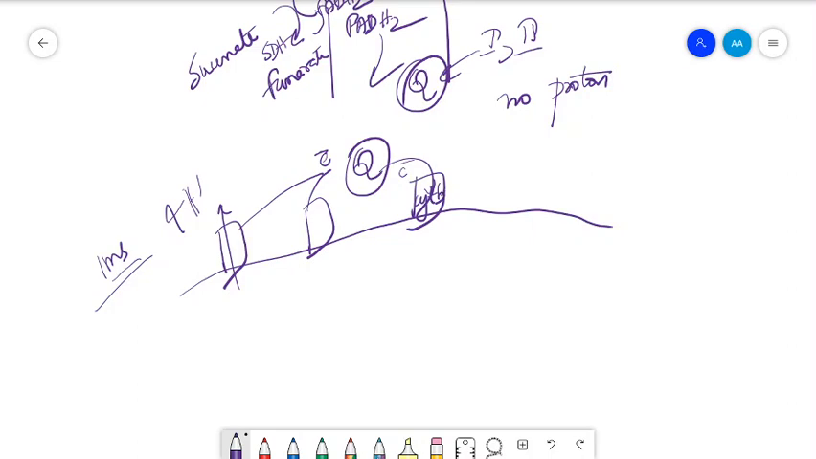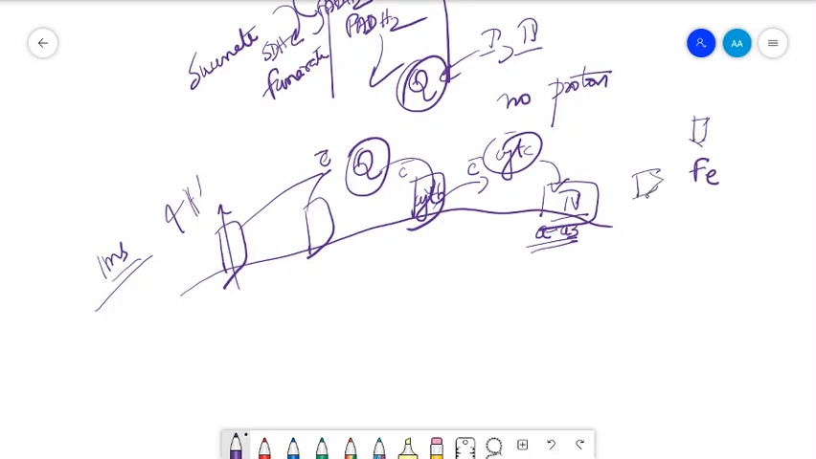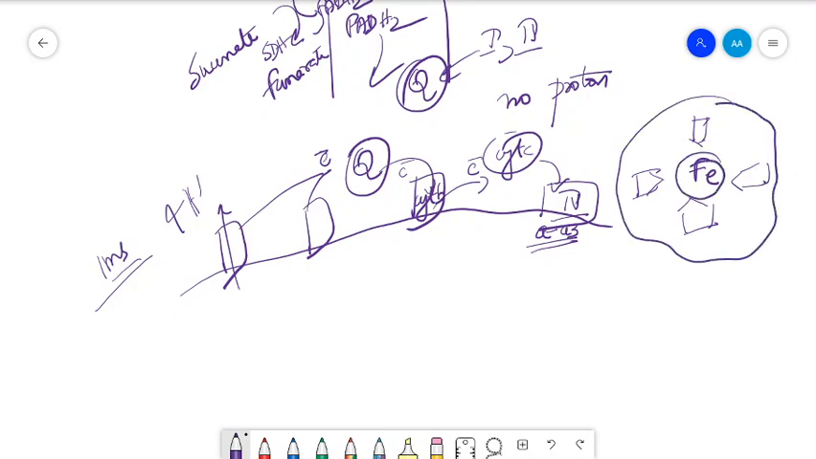So complex 3 receives electrons from ubiquinone and transfers the electrons to the mobile carrier cytochrome C, which transports electrons to complex 4. Complex 4 has cytochrome aa3. These cytochromes are iron heme-containing proteins. Heme is iron porphyrin, that is, 1 iron in the center and 4 pyrrole rings, right? So this is the structure of a cytochrome. This iron receives electrons.